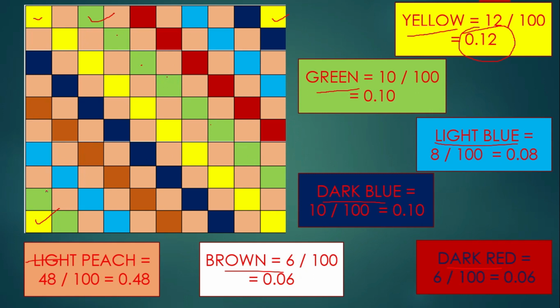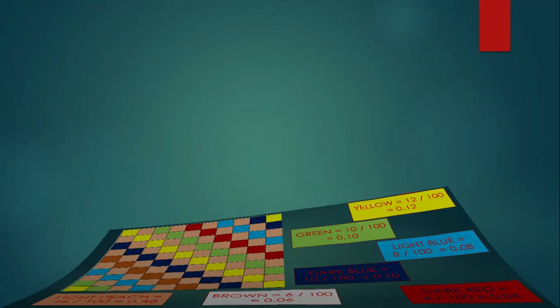Now similarly again for the next color green, we can see here 1, 2, 3, 4, 5, 6, 7, 8, 9 and 10. So 10 squares are colored in green. So this is the fraction part, and 0.10 is the decimal representation of the number of squares which are colored in green. Similarly, you are supposed to write down the fraction and the decimal representation of each color you have used in your grid. Yes, now the next slide.